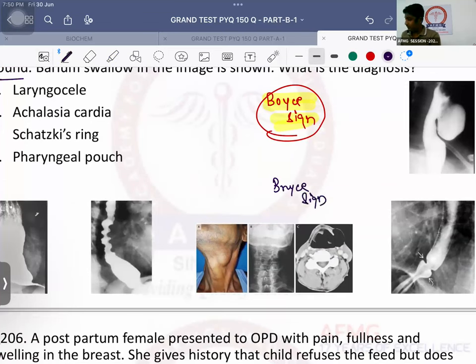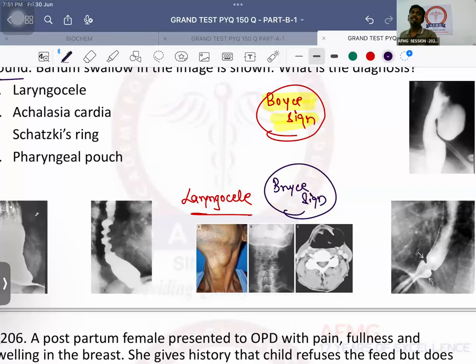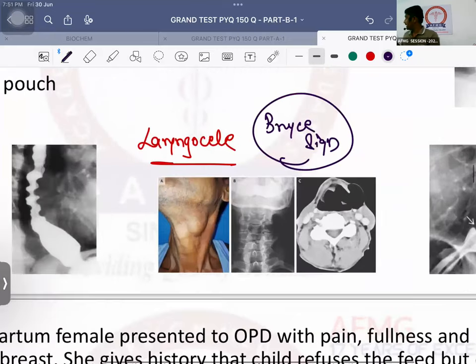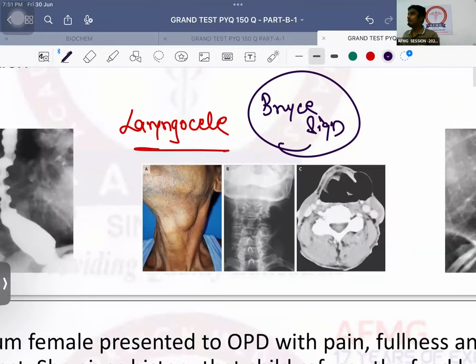And Bryce sign is a feature of laryngocele. Please remember, Bryce sign is a feature of laryngocele. Laryngocele is usually seen in which players? Trumpet or Shehnai players, okay? Where there is a neck swelling which arises due to abnormal dilatation of the saccule. Please remember this, okay? Here in laryngocele, the first-line investigation will be X-ray, best will be CT scan. Treatment will be surgical excision.